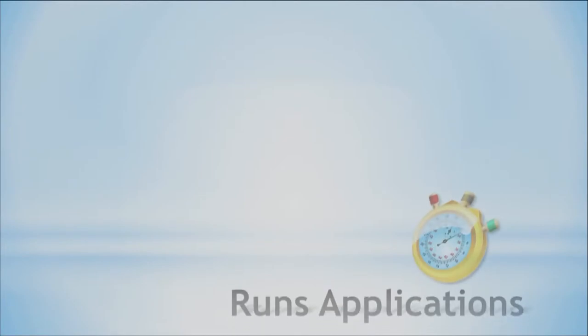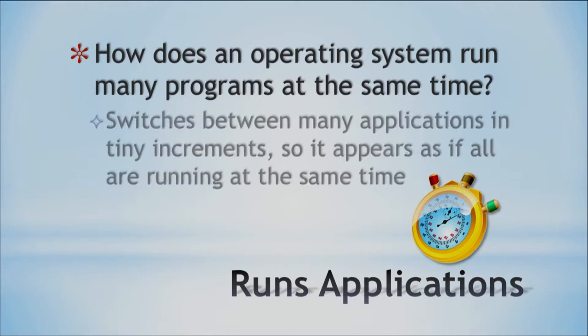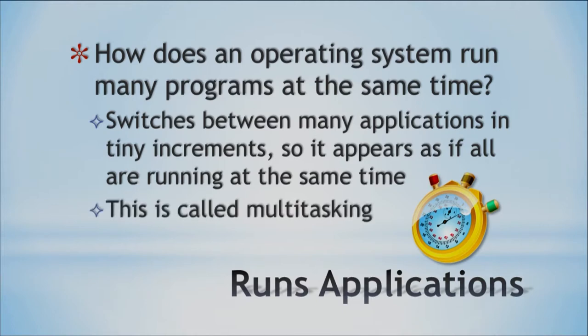Okay, let's see what else we got here about our operating systems. Running applications. How does it run so many programs at the same time? You're chatting, the monitor's displaying, you're printing. How does it do that at the same time? Well, actually it's not at the same time, it's an illusion. You can't run things at the same time. It switches between the applications or programs in very small units of time, so it's the illusion of being simultaneous. This is called multitasking.